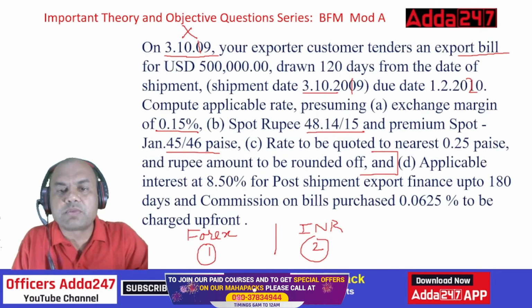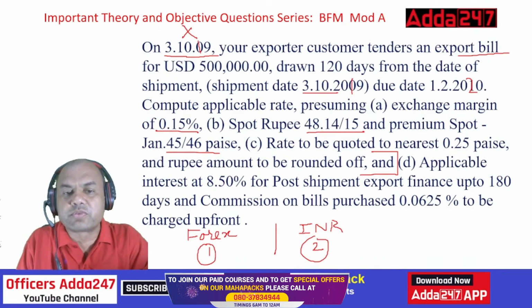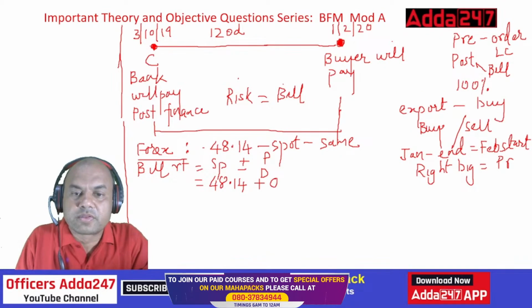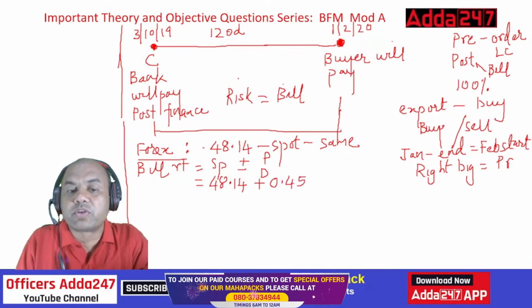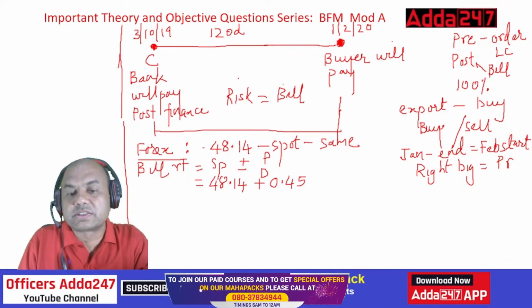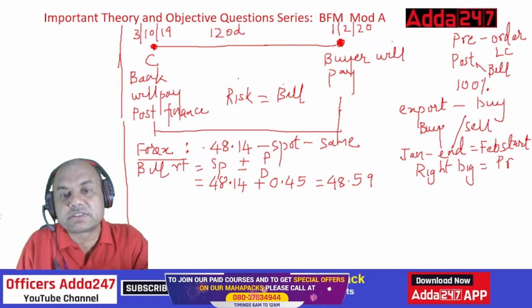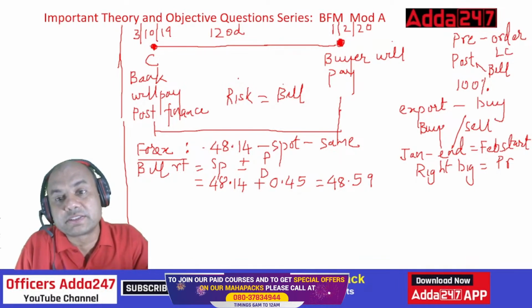So here, spot I've used as 48.14. Here January also I'm using again 45, right? So I'll be using this only, 0.45. Now add this: 48.14 plus 0.45. What is the answer? 48.59. Is this my final answer? This is the rate to be quoted, but is this my final answer?